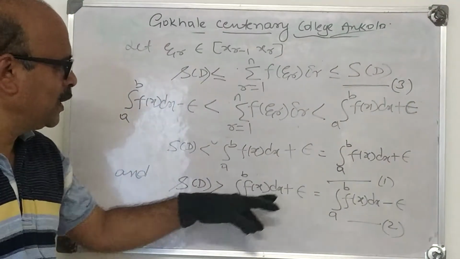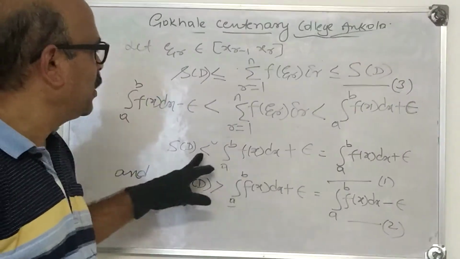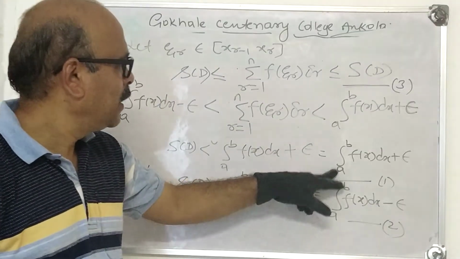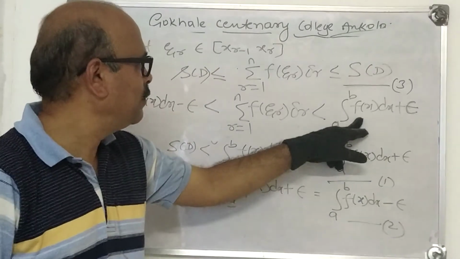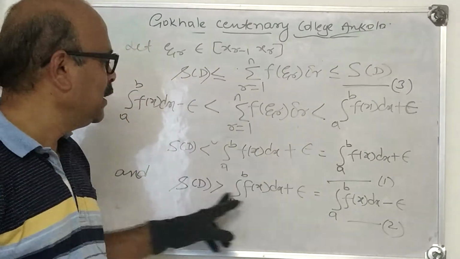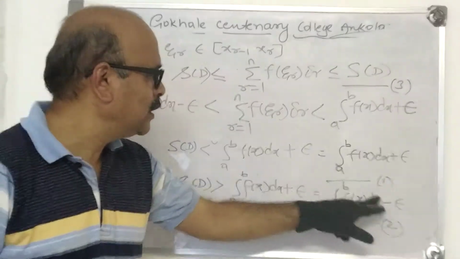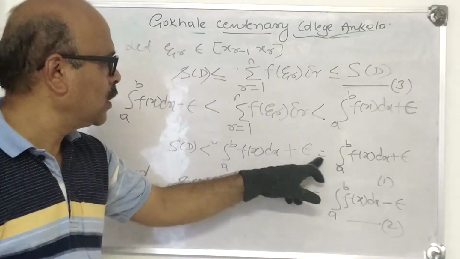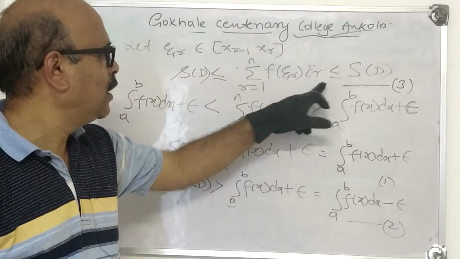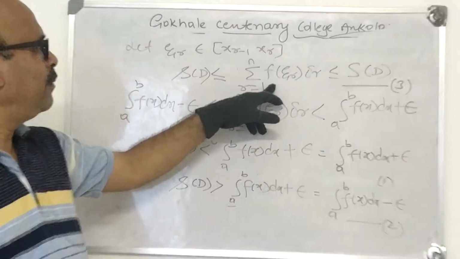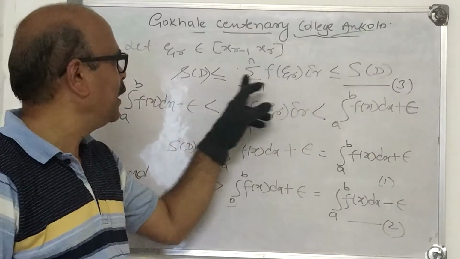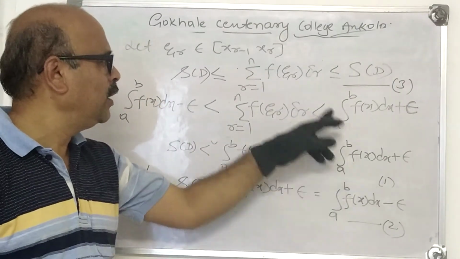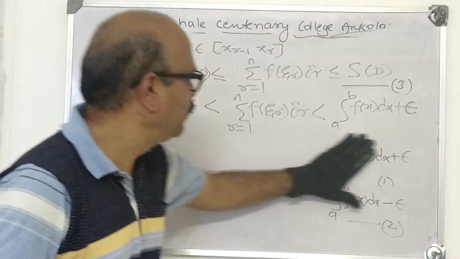Say what does 1 give? Capital S is less than the integral from a to b of f(x) dx plus epsilon. Small s is greater than the integral from a to b of f(x) dx minus epsilon. Now combine 1, 2 and 3, but from 3 we have the sum of f(xi_r) delta_r lies between small s and capital S. So you can easily understand from 1 to 3 we have this.